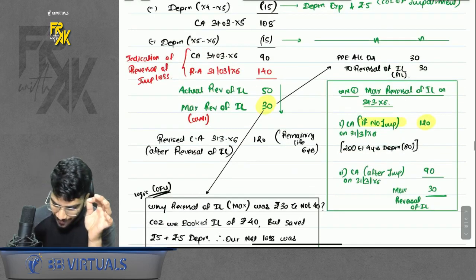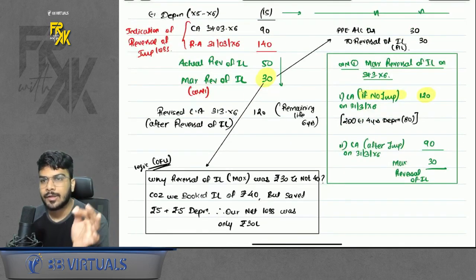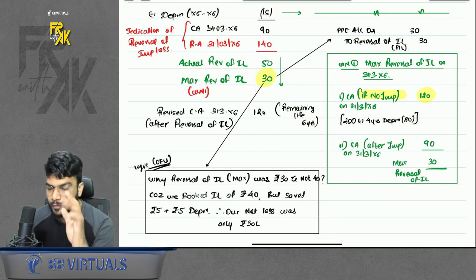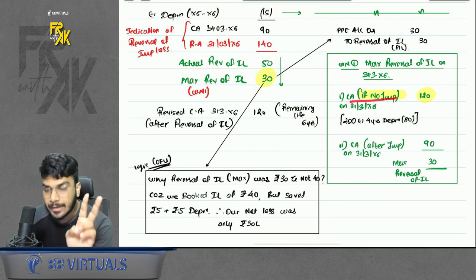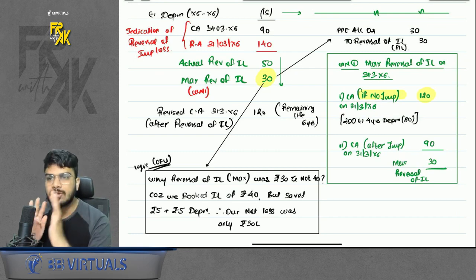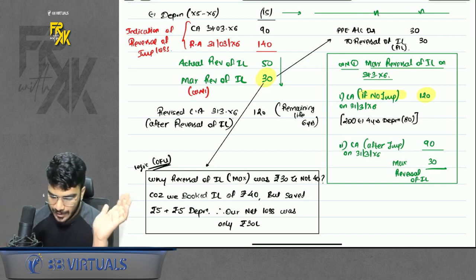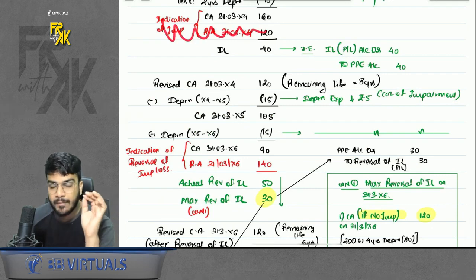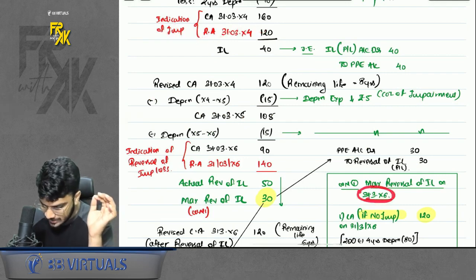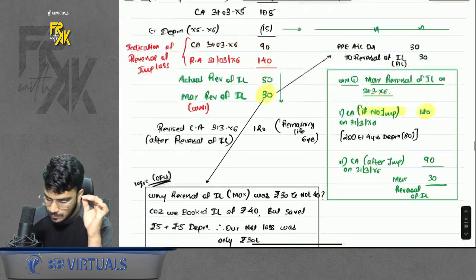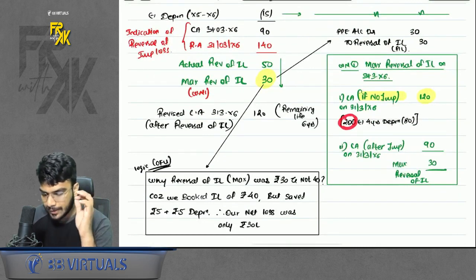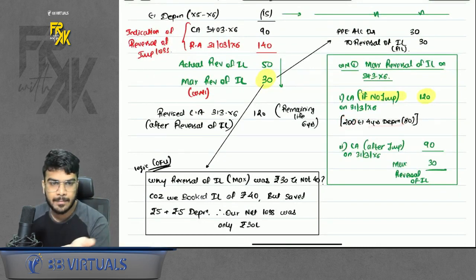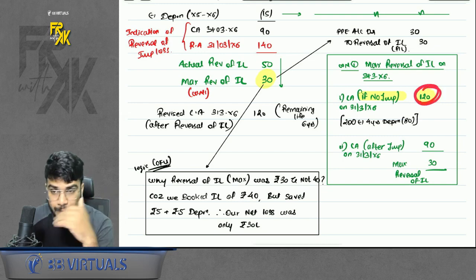Why? To find the maximum reversal, you will have to prepare a working note where you will find two amounts. First, carrying amount today if there was no impairment loss. So let's say, for example, if there was no impairment in between, what would have been the carrying amount on 31st March 16, that is today? So if there was no impairment loss, I would have depreciated the asset for 4 years on a SLM basis. So it would have been 120.